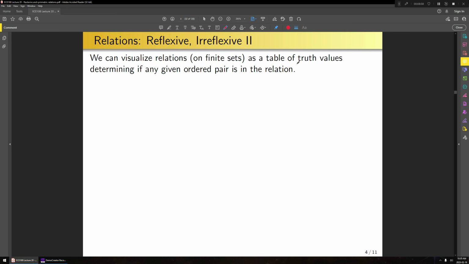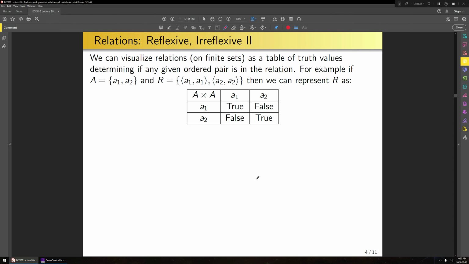But what we can do is use this table of truth values to determine whether or not ordered pairs are in the relation. Just to be concrete, here is the set A, and here is a relation on A. In particular, it's a reflexive relation on A because A1 is related to A1, and A2 is related to A2, and there's nothing else in A. So we could write this as a table, right? We write the values of one of the ordered pairs here, the values of the other ordered pair here, and we can put true or false to indicate whether or not the ordered pair that corresponds to this entry in the table is in the relation, right?